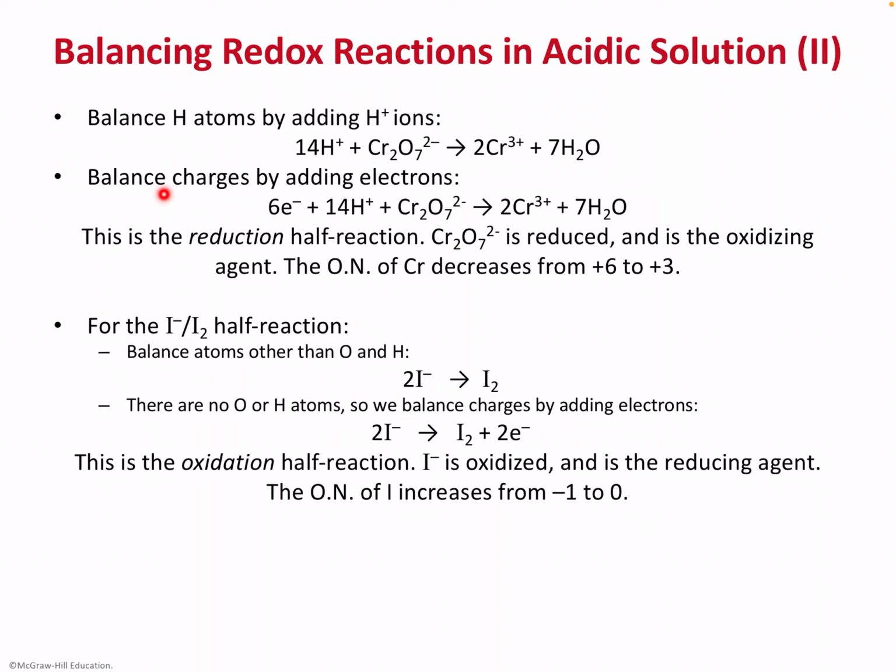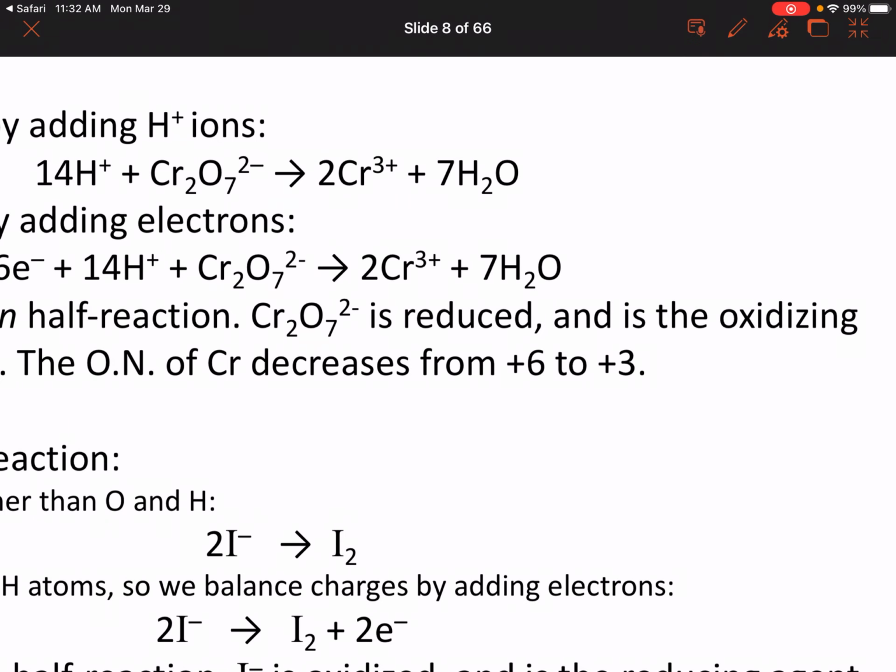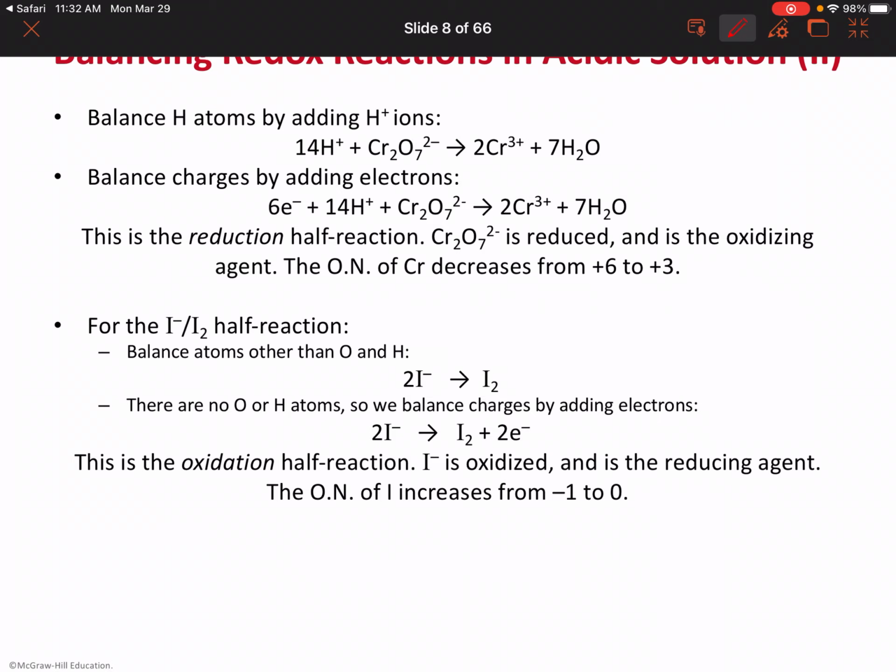What do we do next? We balance the charges by adding electrons. Now let's see. There are 14 H plus, meaning 14 plus charges here, and in the dichromate ion, there is negative 2. Do you see that? So here you have 14 H plus, and here you have negative 2. On your reactant side, you have 14 plus and negative 2.